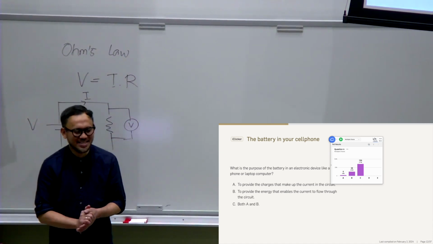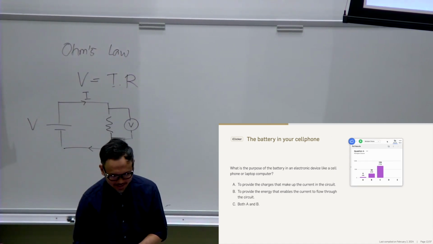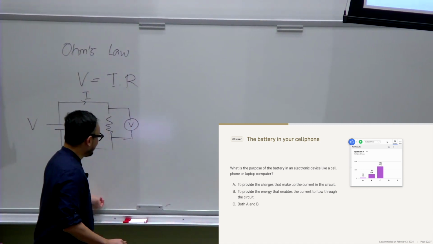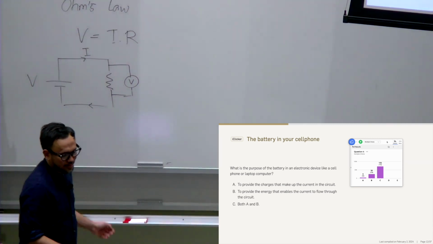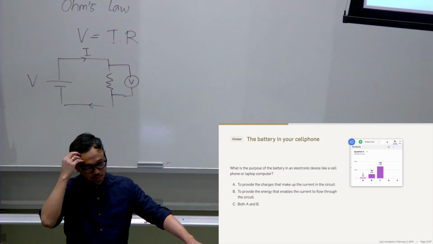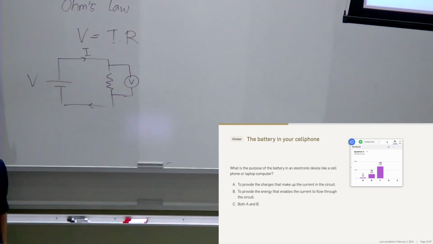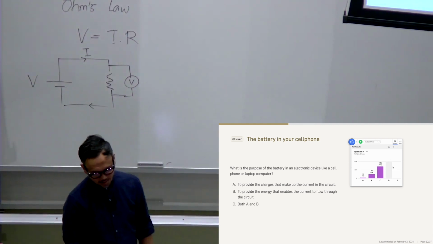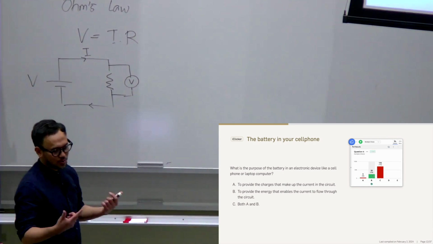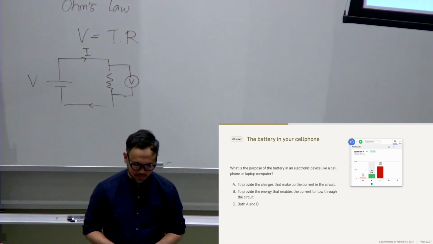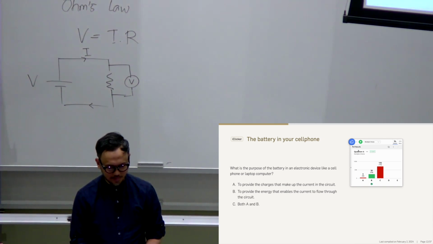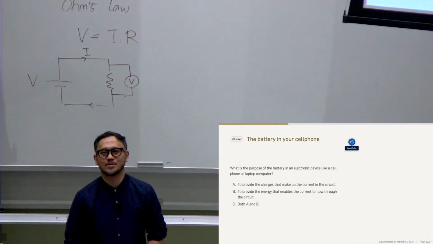Okay, good. Maybe I need to do it more slowly. So based on our discussion, the main reason why we have a battery is to provide energy, so the current can flow through over and over again. So the answer is B. And the reason why there are charges is because we put in energy. So the correct answer is B.